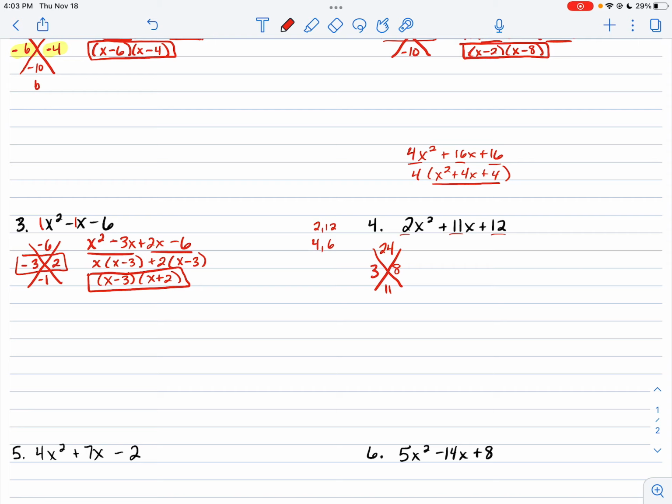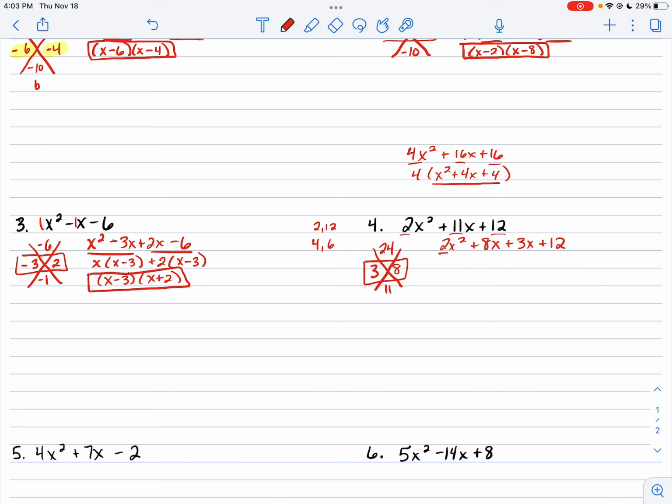So once I do this, now the order that I put these middle terms in doesn't matter when I do this. So what I'm going to do, since this starts with a 2x squared, I'm going to put the 8x next to it. And then I'll have the plus 3x plus 12.